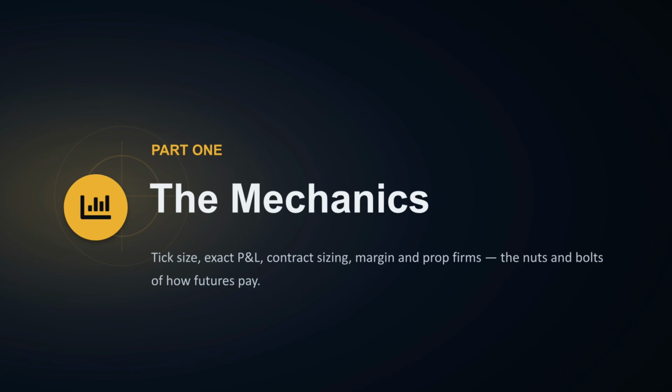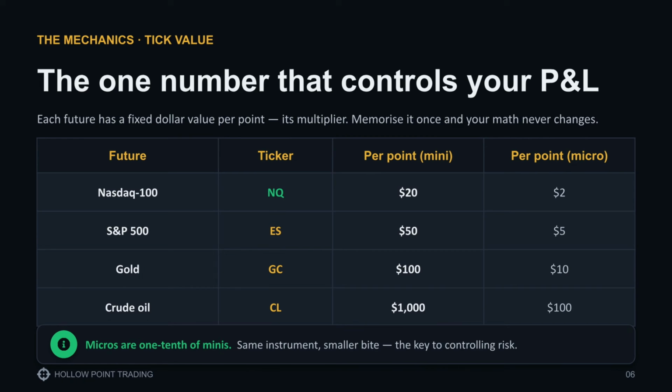In part 1 of our video, we explore the mechanics of futures. We will break down tick size, P&L calculations, contract sizing, and the role of margin and prop firms to understand how these markets work. Every future has a fixed dollar value per point, known as its multiplier. Once you memorize this for the instruments you trade, your math remains consistent. Remember that micros are 1/10 the size of minis, offering a key tool for risk control.